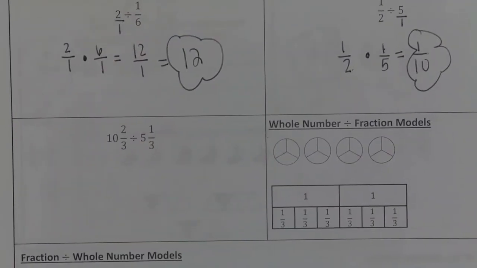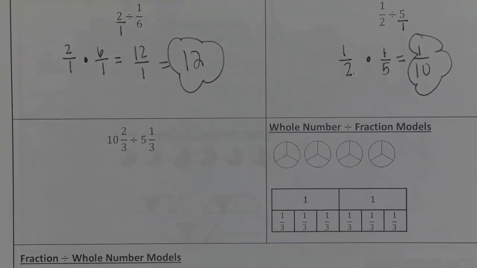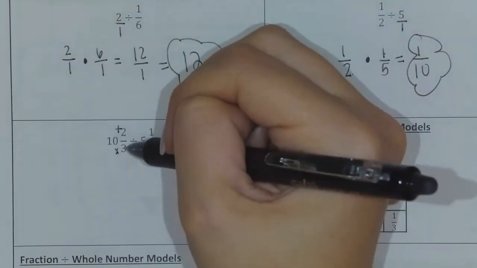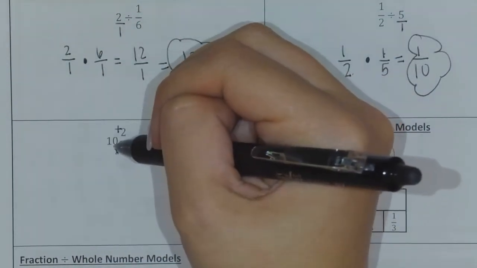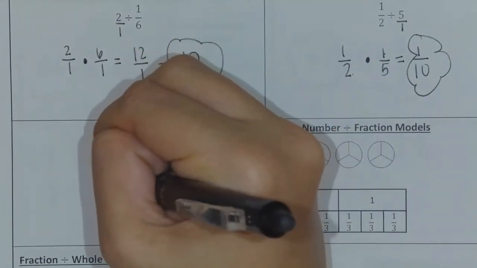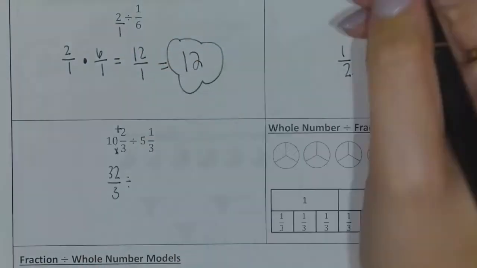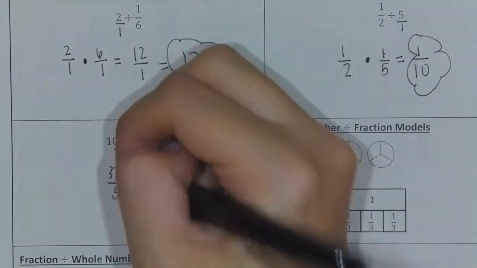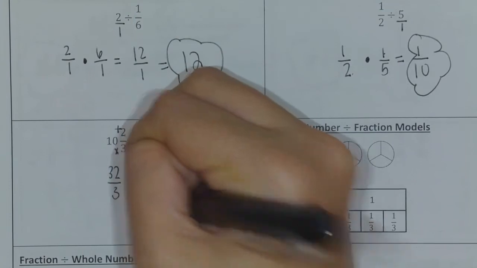And then our next one, I have 10 and 2/3 divided by 5 and 1/3. Again, since I've got mixed numbers here, I have to use the 6's to stay up. So I get 3 times 10, which is 30, plus 2 more, which is 32, over 3. 3 times 5 is 15, plus 1 more is 16, over 3.